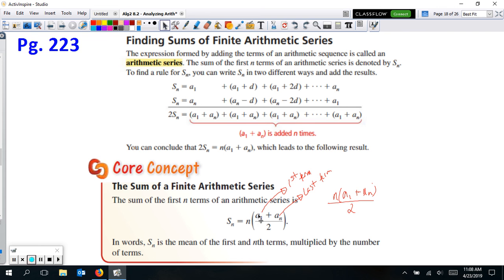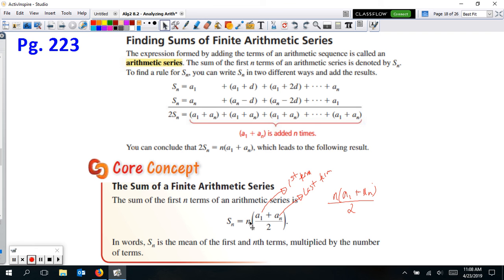Basically, a of 1 we know is our first term. A of n will be the last term, so you can write this down here. A of 1 is your first term. A of n here in the formula is the last term, the very last one, and it's all divided by 2.